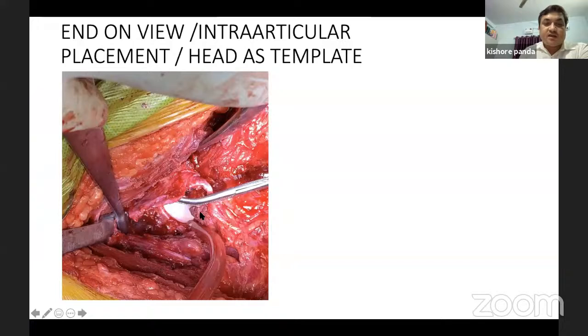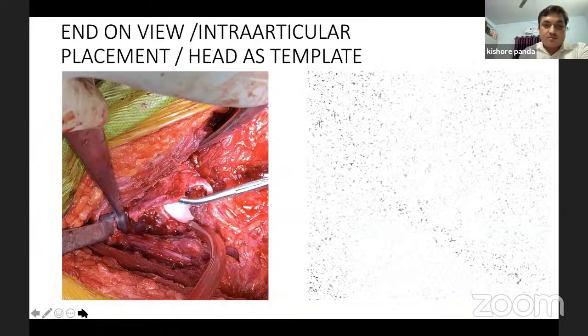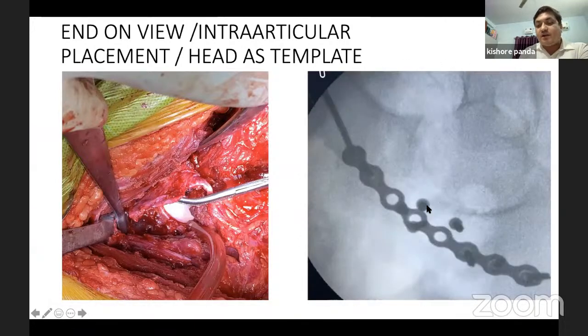You can see I have used the femoral head as a template. I elevated this fracture, and you can use the end-on view to put your subchondral screw to hold the elevated part.